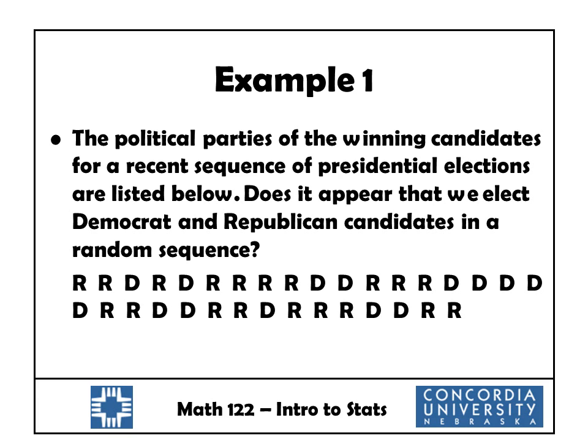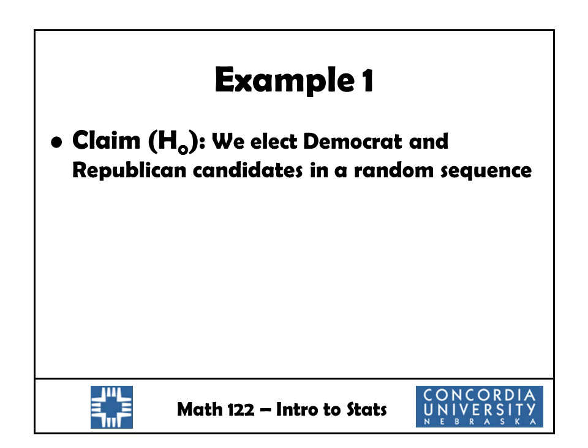Now, here our data are arranged according to the order in which the candidates won. Now we should think of our data as being in one long list as opposed to 2 short lists. And that's important when we calculate the number of runs. So here's our claim, which is the same as the null hypothesis. We elect Democrat and Republican candidates in a random sequence.